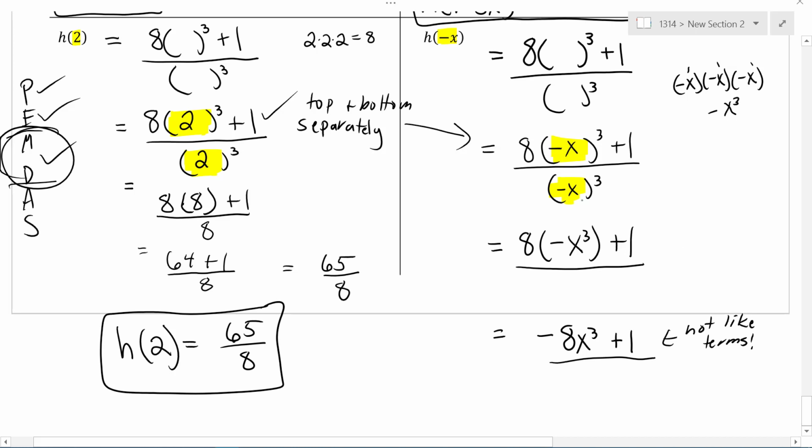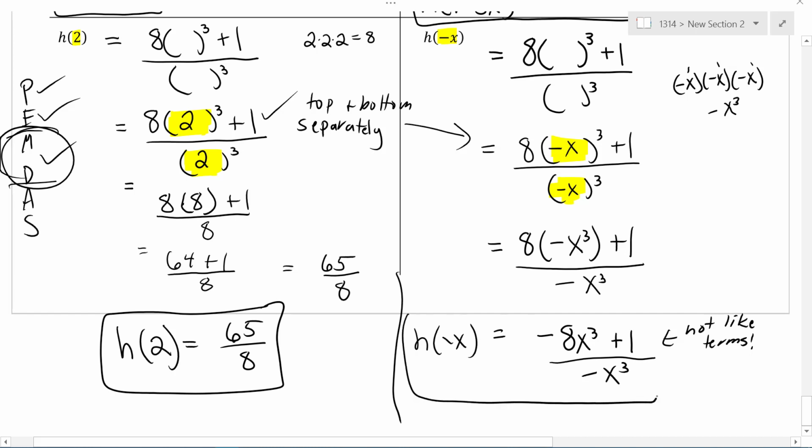Okay, so what about the bottom? Negative x cubed. Well, we already figured that out. That's negative x cubed. Copy that down. There's no multiplying, there's no adding and subtracting to do at the bottom, so this is actually as good as it gets. h of negative x, the final answer is a fraction, variable in, variable out: negative 8x cubed plus 1 at the top, all of that divided by negative x cubed. And that is as good as it gets. Don't touch it, leave it alone. We are done.